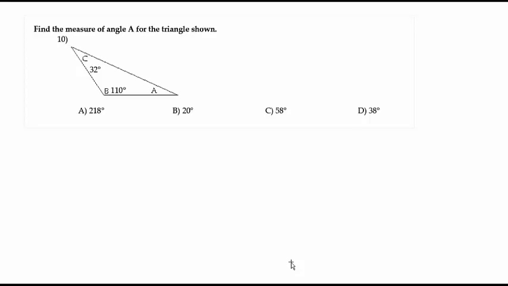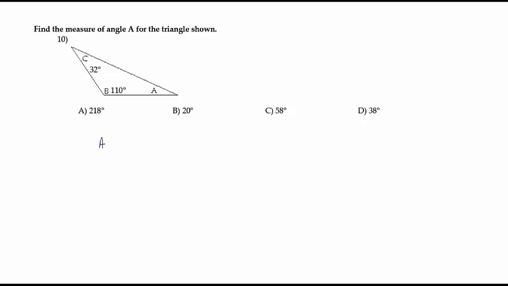Okay, this comes from the Chapter 10 Practice Test. Question number 10: find the measure of the angle of the triangle shown below. Find the measure of angle A. What we know about triangles is that the sum of the interior angles has to total 180.